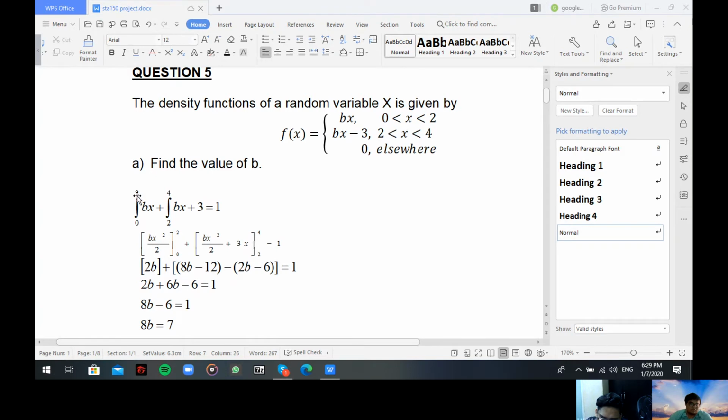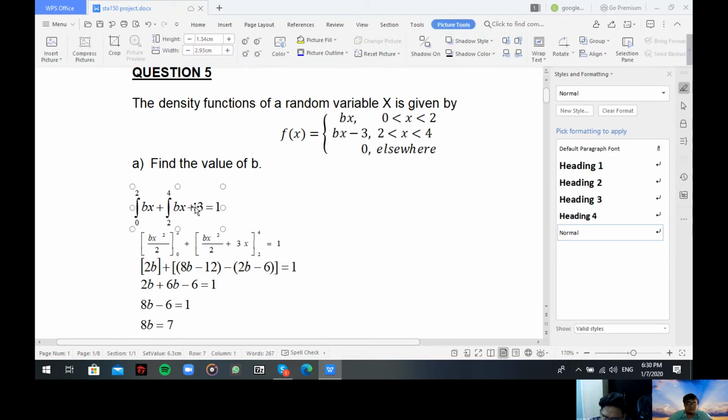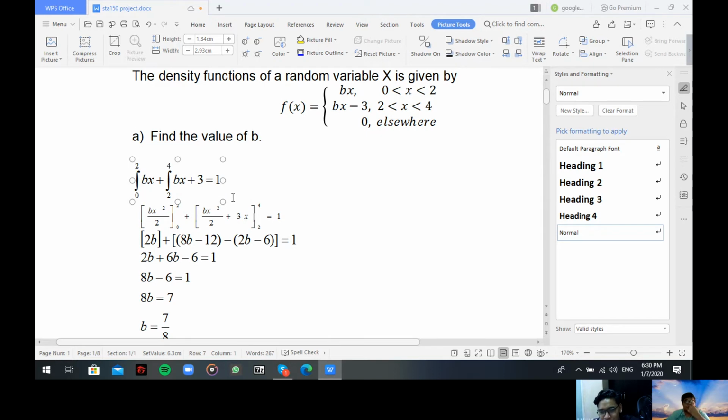Integrate from 0 to 2 bx because the range is here, right? And then integrate 2 to 4 bx minus 3. Sorry for the typing error. It is right. Minus 3.